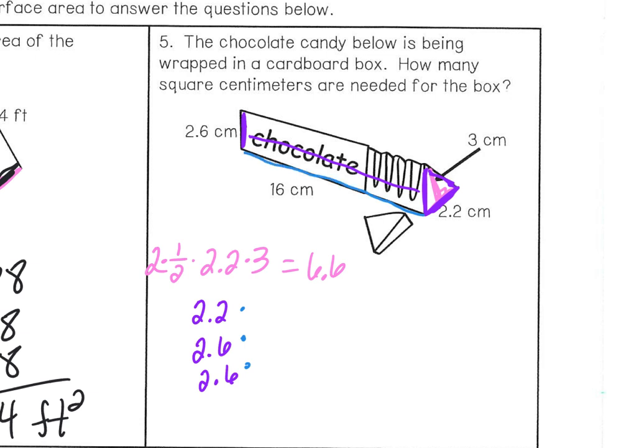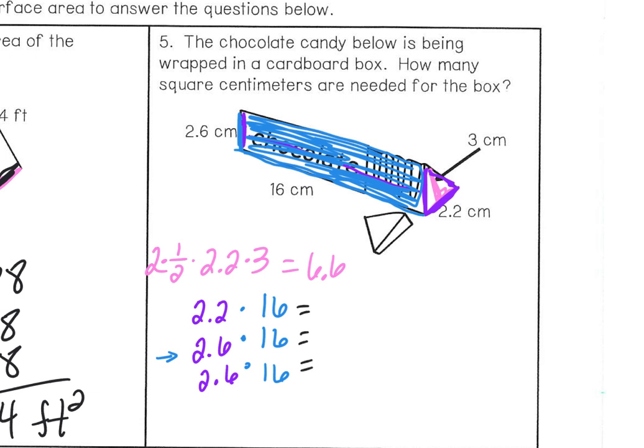Because, let's say we're going to look at this one here. This is 2.6, this rectangle on the side, right here, 2.6 by 16. Okay, it's 16 centimeters long. So each of those is 16. That's the length of the box, how long the box is. Okay, let's go ahead and pause and calculate that.